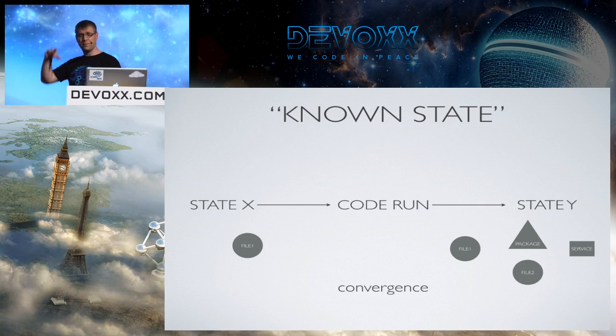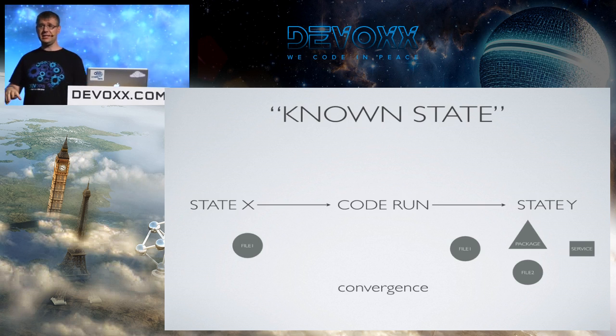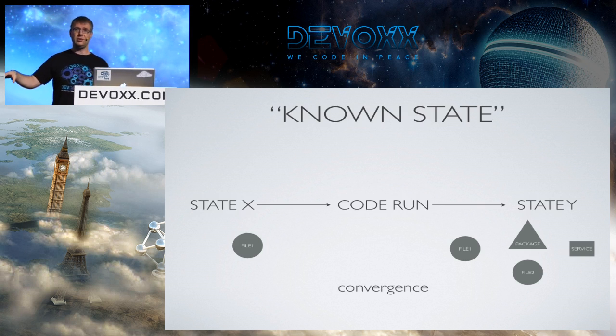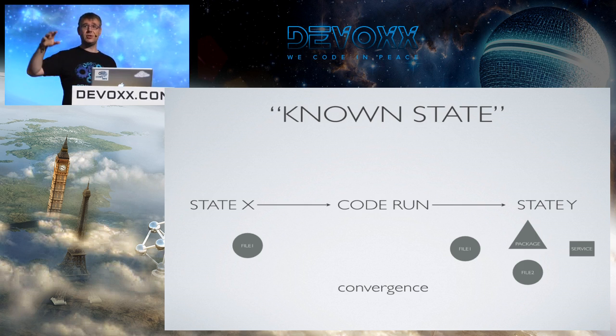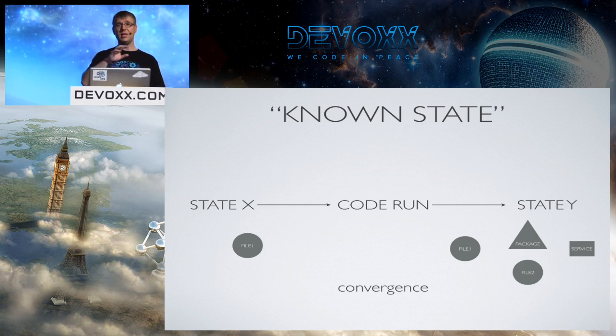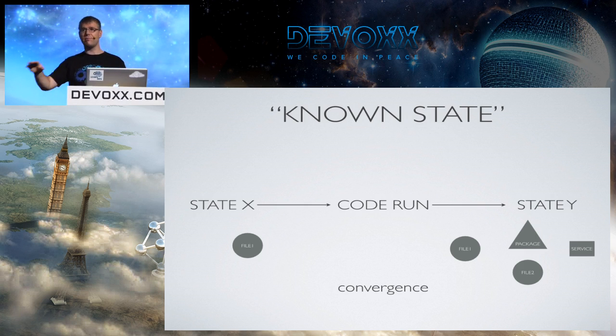So you go from one state in the system, you do a code run, and then it goes to the next state. That's infrastructure as code, config management, that's what you do. So the system will converge over multiple runs to the state Y that you want it to be. That's the essence of configuration management.